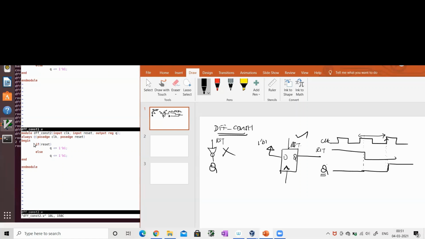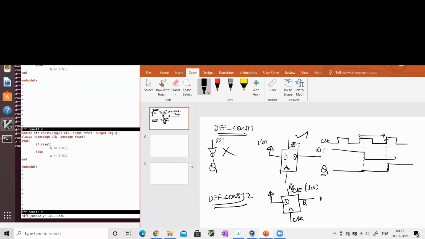Okay. Now let us look at dff underscore const 2. We will synthesize, simulate, do everything and check here to see whether our understanding is correct. So here I have a flop which is getting a set. This is my Q, this is my D, this is my clock. Now if there is a reset, this reset is actually working like a set. This is a reset pin, but upon reset, it's going to make the Q go to 1. And D is also tied to 1.